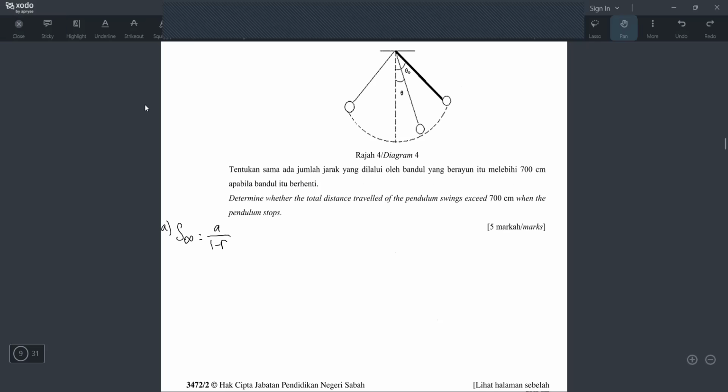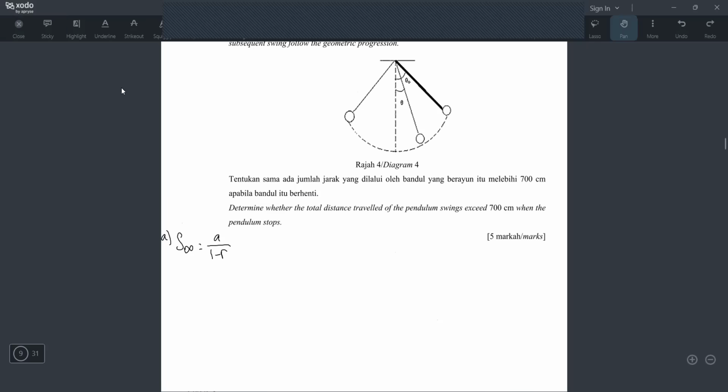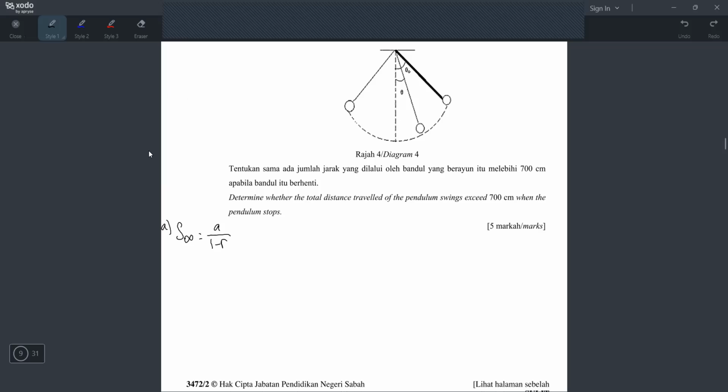So let's try to prove it. First thing first, you need to use the Tn formula and the Sn formula. So I'll write down the Tn formula for geometric progression, which is A R power n minus 1. This is the formula that you learn in geometric progression. And then there's another formula that you'll be using, which is the Sn. It will be A bracket 1 minus R power n over 1 minus R, or A R power n minus 1 over R minus 1. This is the Sn formula for geometric progression. There are two versions.